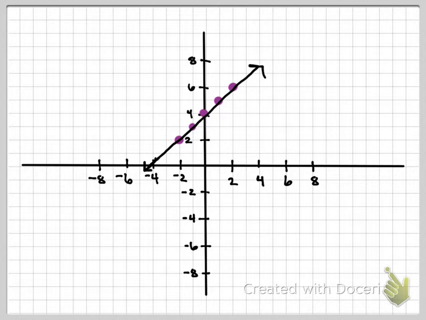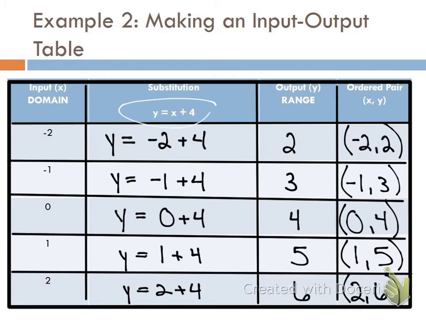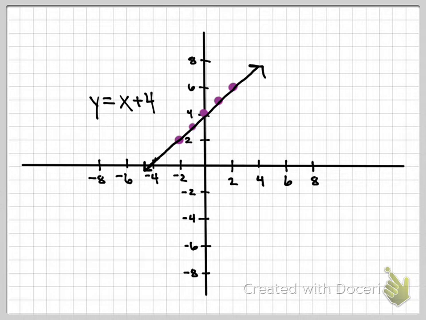The last step would be to write which function we graphed. Well, where did I get that equation from? I got it from, yes, my substitution in my original table. So I graphed, what kind of function was this? A linear function. Graphed a linear function. All right, and we'll talk more about linear and nonlinear functions in a minute.